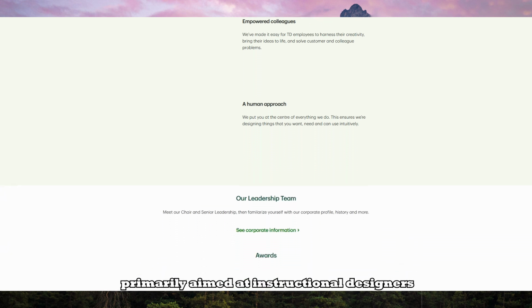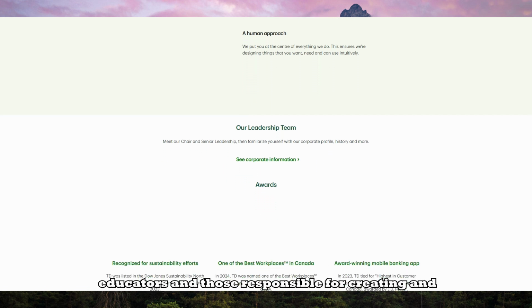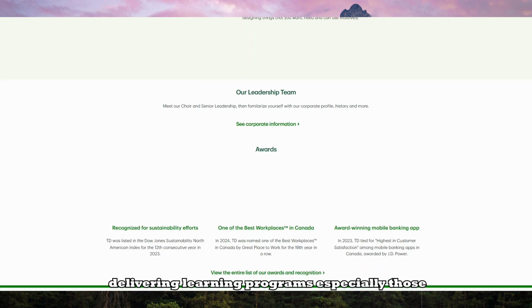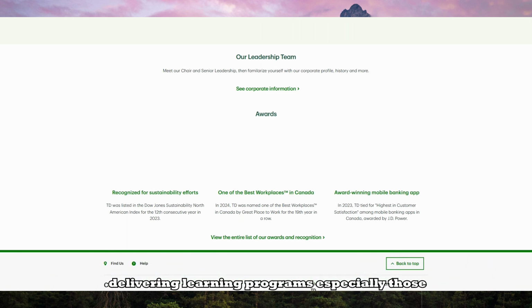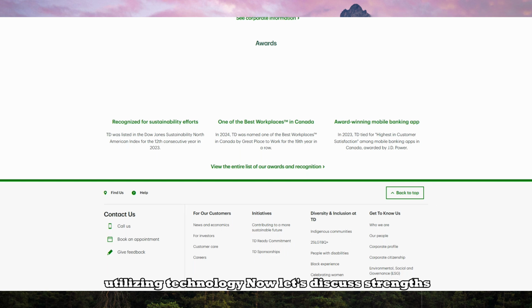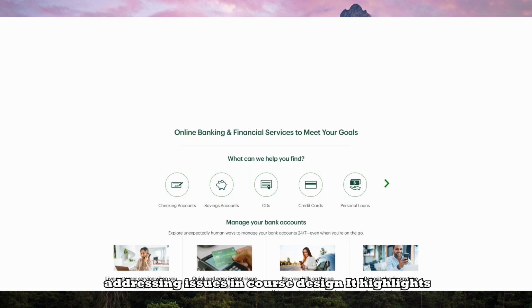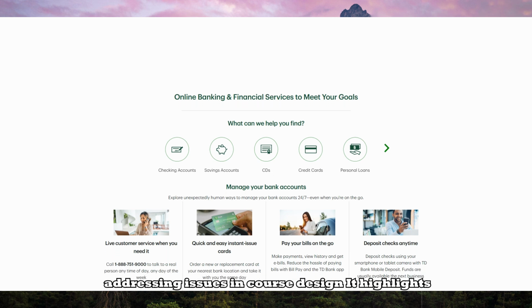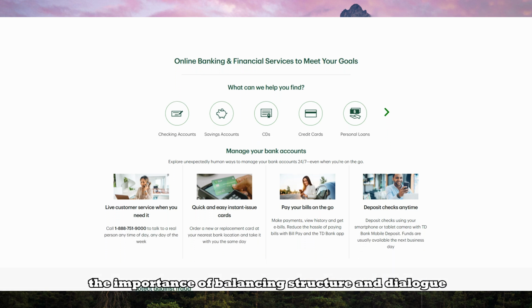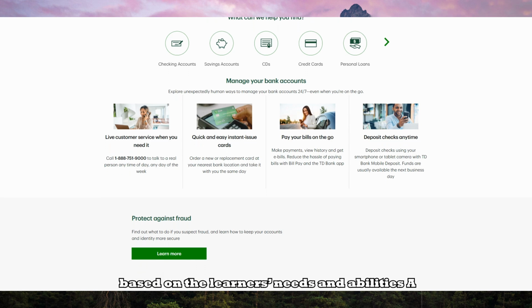TD is primarily aimed at instructional designers, educators, and those responsible for creating and delivering learning programs, especially those utilizing technology. Now, let's discuss strengths. TD provides a useful lens for diagnosing and addressing issues in course design. It highlights the importance of balancing structure and dialogue based on the learner's needs and abilities.